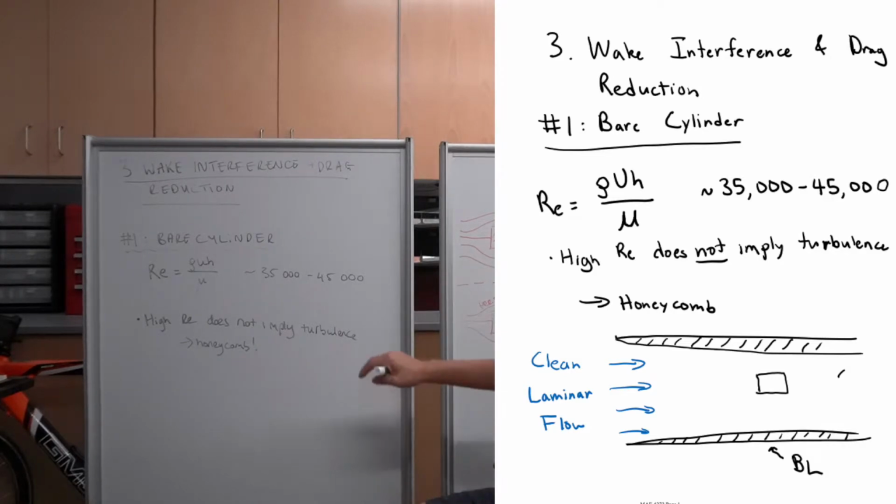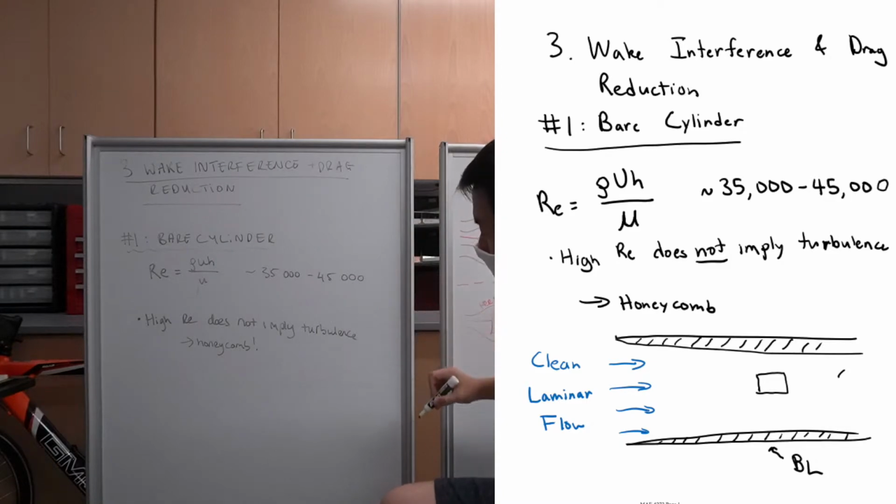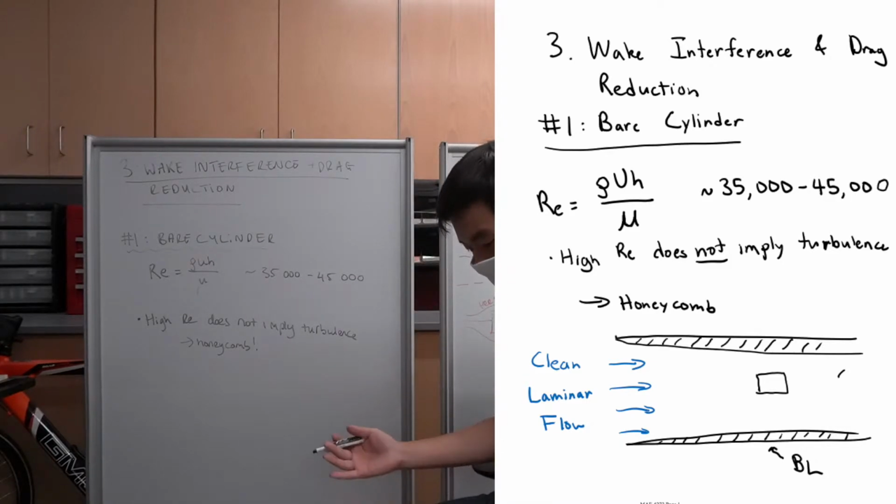And so why is that? Why do we have a high Reynolds number, yet we don't have turbulence? What you have to remember is that turbulence develops from the boundary layer.